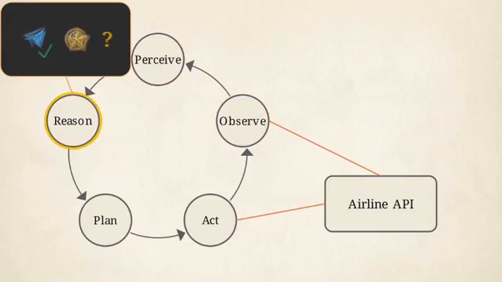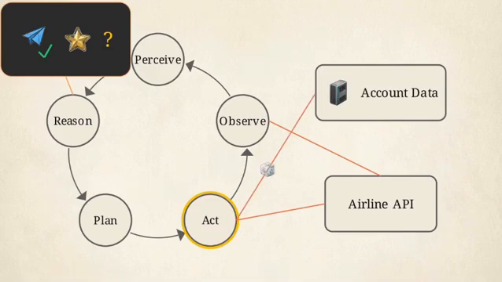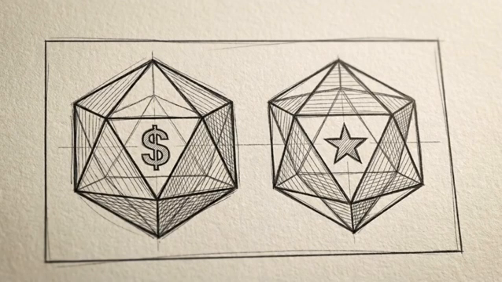Moving into iteration 2, the agent reviews its progress. It has the prices, but its original instructions require checking loyalty points, so it acts again, this time querying the user's private account database. Now in iteration 3, the system has all the pieces.